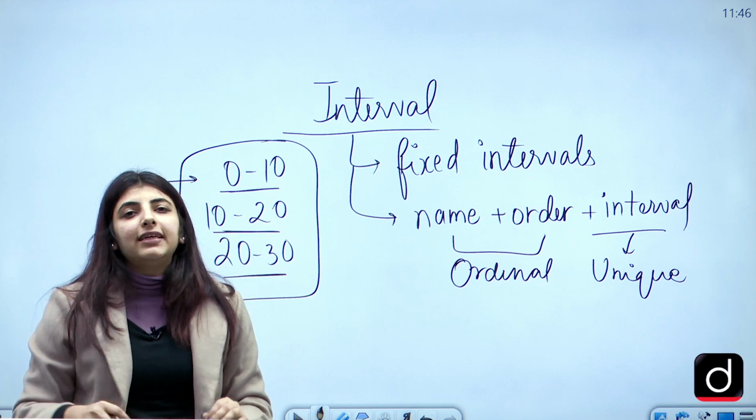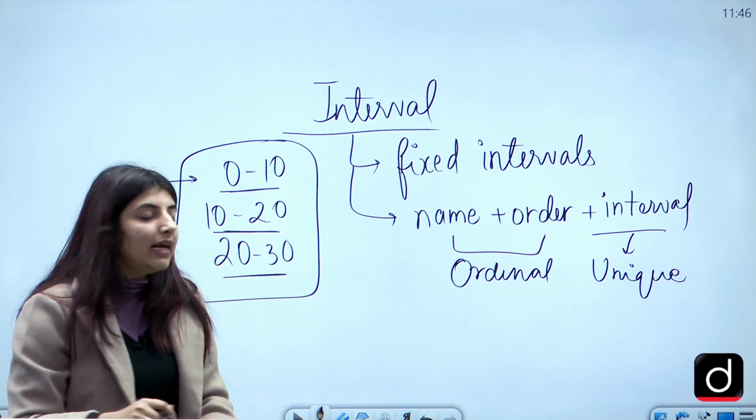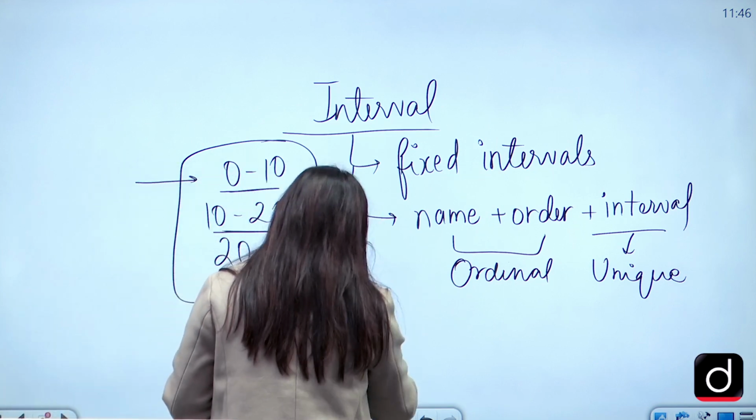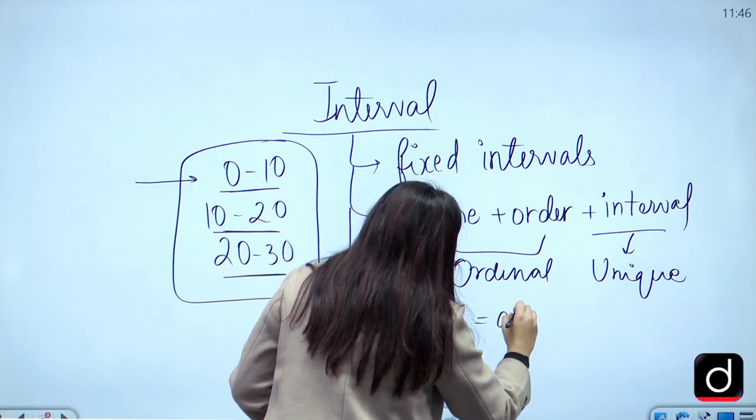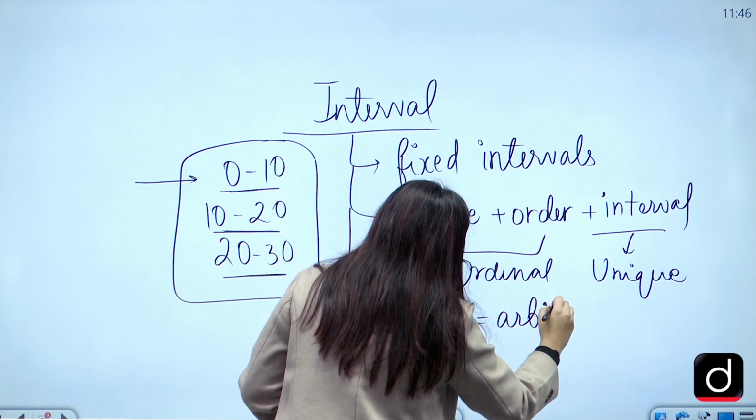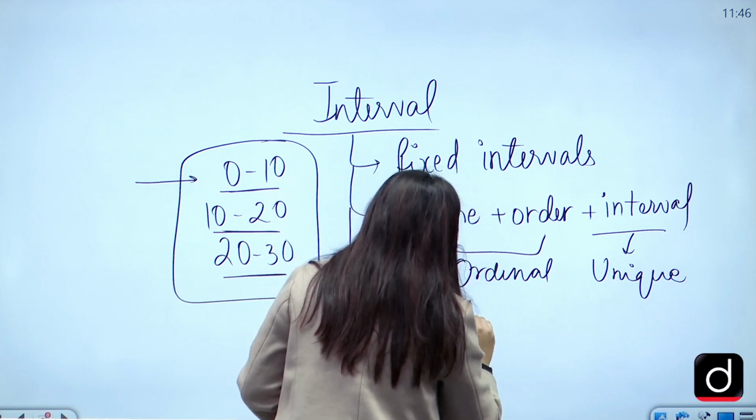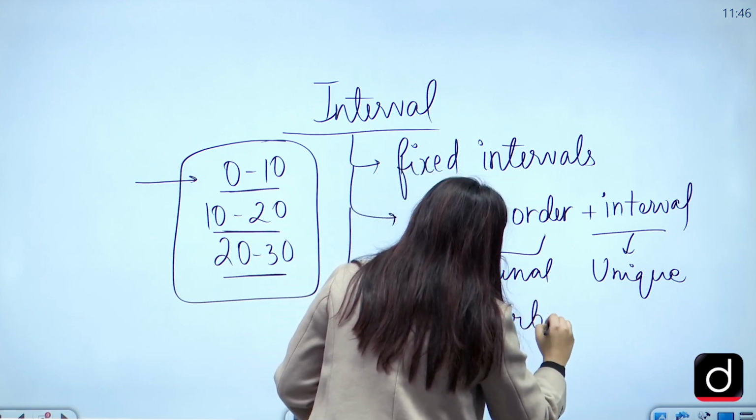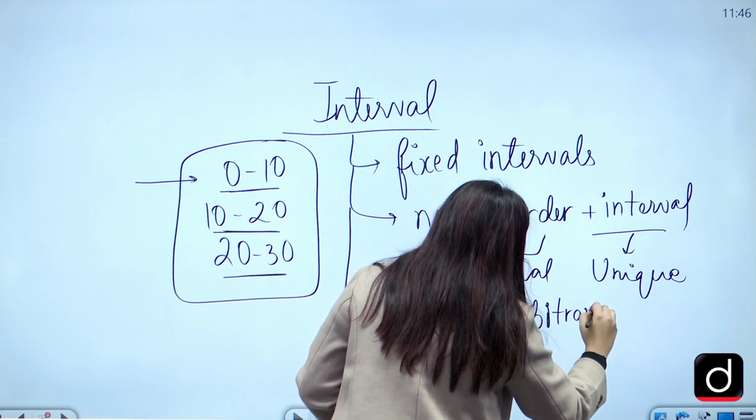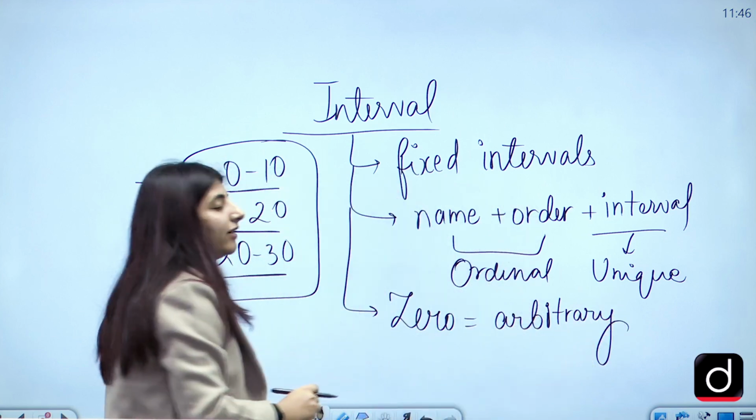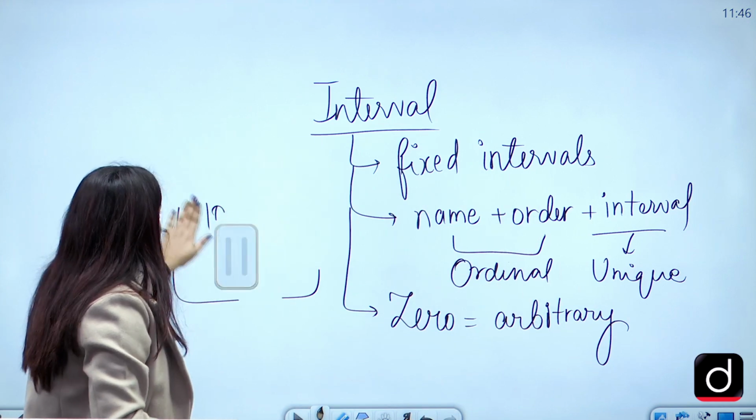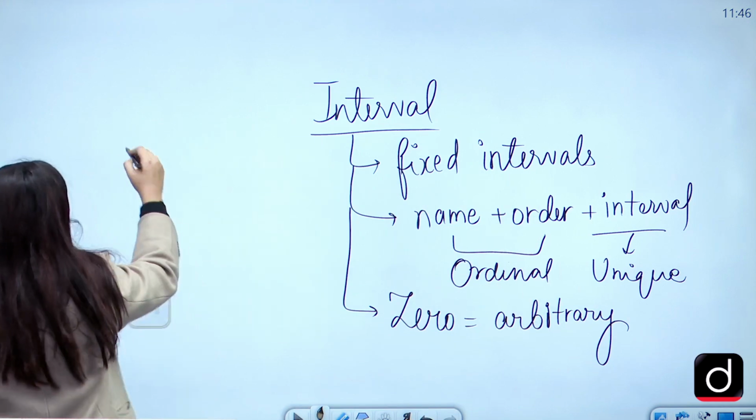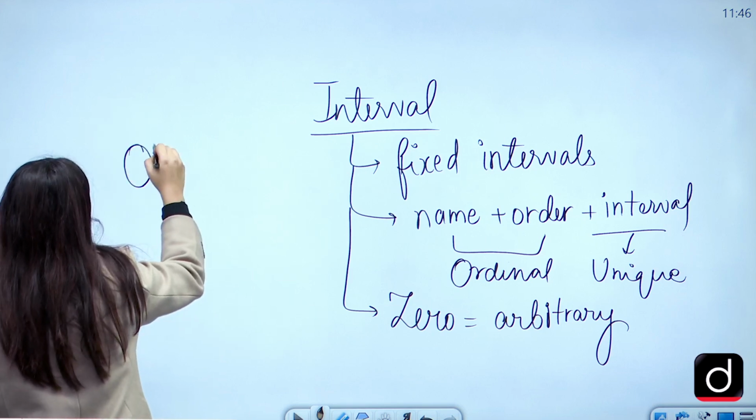One more characteristic that we have in the interval scale is that here 0 is arbitrary. Now, when I say that, let's just take for an instance, let us just talk about the 0 degree Celsius.